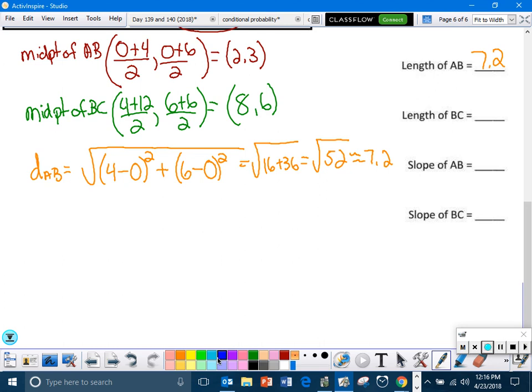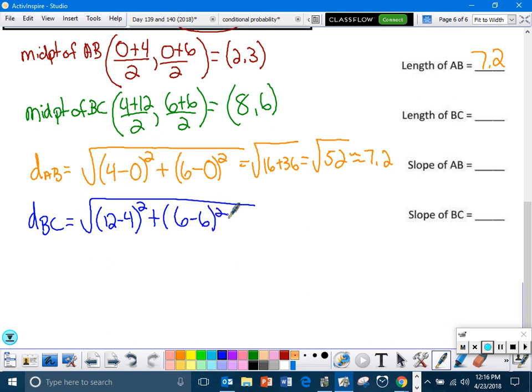All right, the distance between B and C is the square root of. All right, the x2 value is 12 minus the x1 value, which is 4, and then squared, plus the y values are both 6, 6 minus 6 squared. That gives us the square root of 64, which is 8.